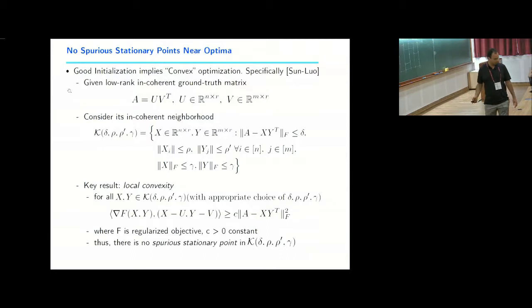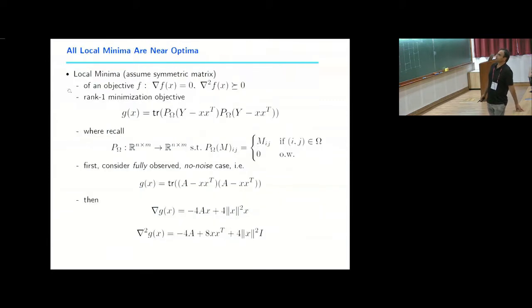The only thing it's telling you is that it will converge. Well, you will converge because this is a monotonic algorithm. All right. So that was the Sun and Luo argument.